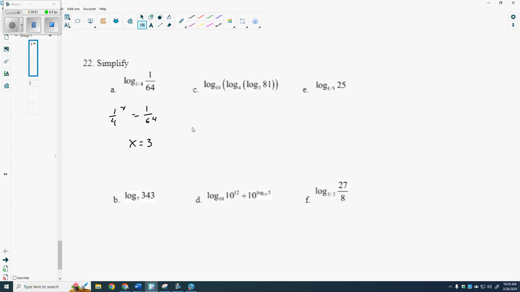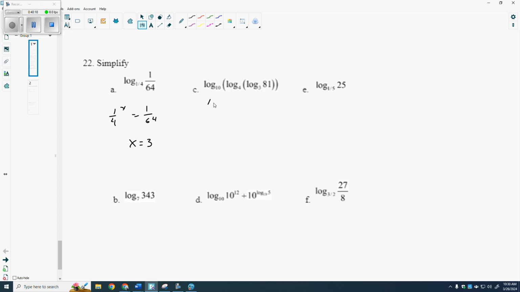Oh, Minogue, what are you doing to me? Look at letter C. How in the world are we going to do that thing? Start on the inside. Log of 81 base 3. Get an answer. What is the log of 81 with a base of 3? 3 raised to what power is 81? 4. 3 times 3 is 9, times 3 is 27, times 3 is 81. So this is a 4.